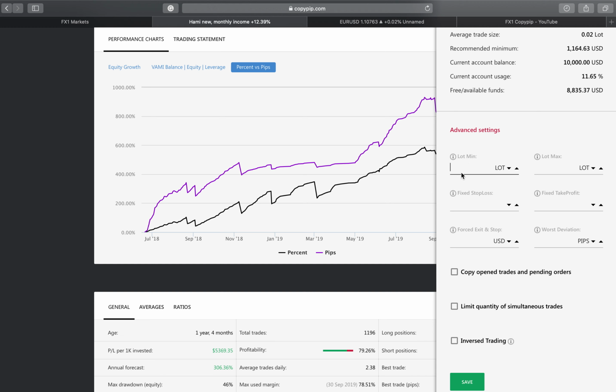Okay, lot minimum, I'm giving you an example. If you choose 0.05, when this trader opens any position below this amount, the system automatically adjusts your trade to 0.05. It means if a trader is trading with 0.01, you will open that same trade with a 0.05 lot size. So that is your minimum. Basically most of the traders go with 0.01.